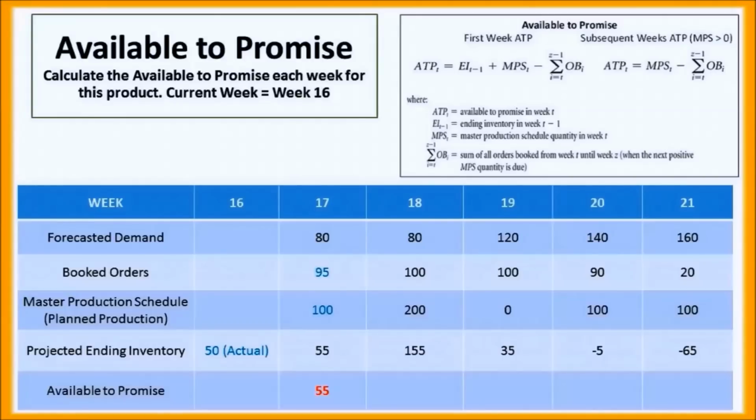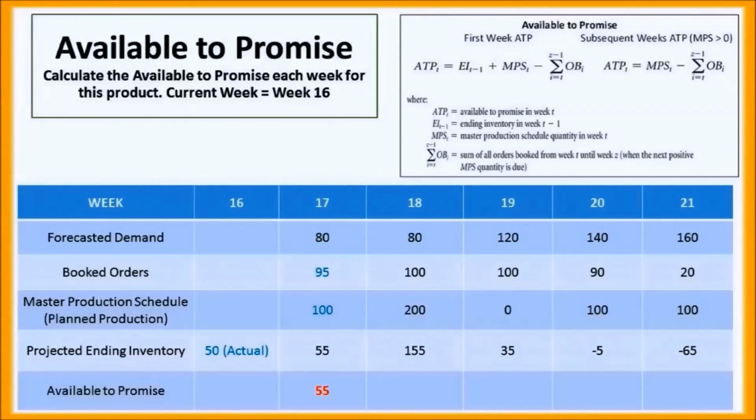Now, the reason for that is that this is 50 units that we actually have on the shelf. So this is 50 units that we can sell, that we can talk to sales and get them to go out and sell. And so that 50 needs to be included. That is available for us to sell, available for us to promise to customers. So the way this first week happens is that we will take the ending inventory from the previous week, which is 50, plus whatever we have scheduled to produce. So the master production schedule here is 100, minus all of the booked orders until we begin to produce again.